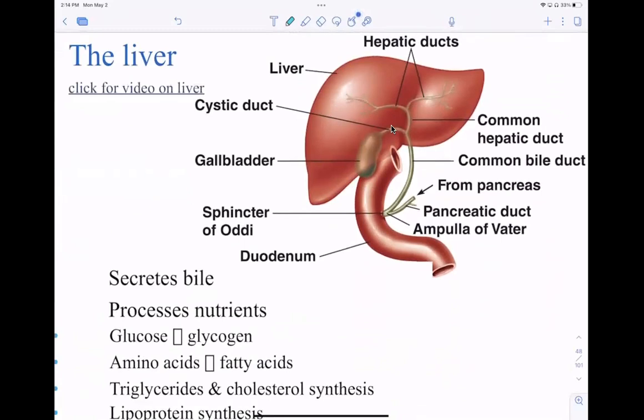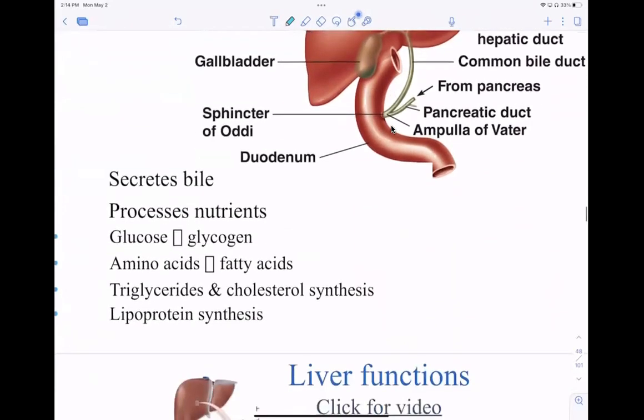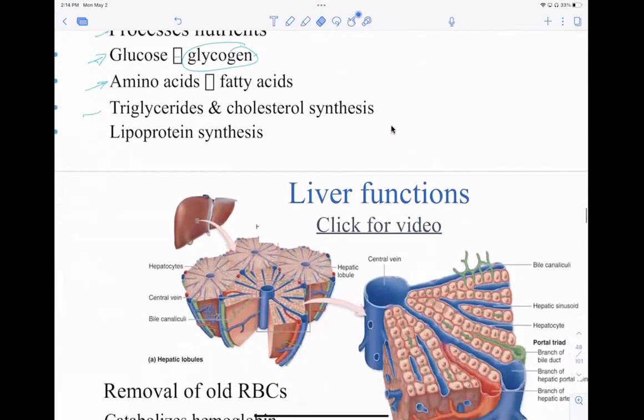If you have this PowerPoint in display mode, you can click on this link and it gives you a video on all the functions of the liver if you are curious to go through those. We're going to talk about secreting bile, but it also processes nutrients, stores glycogen, which is stored glucose for the cells of the body. It can make triglycerides. It can synthesize cholesterol, make cholesterol for cell membranes. It makes lipoproteins, creates fatty acids.